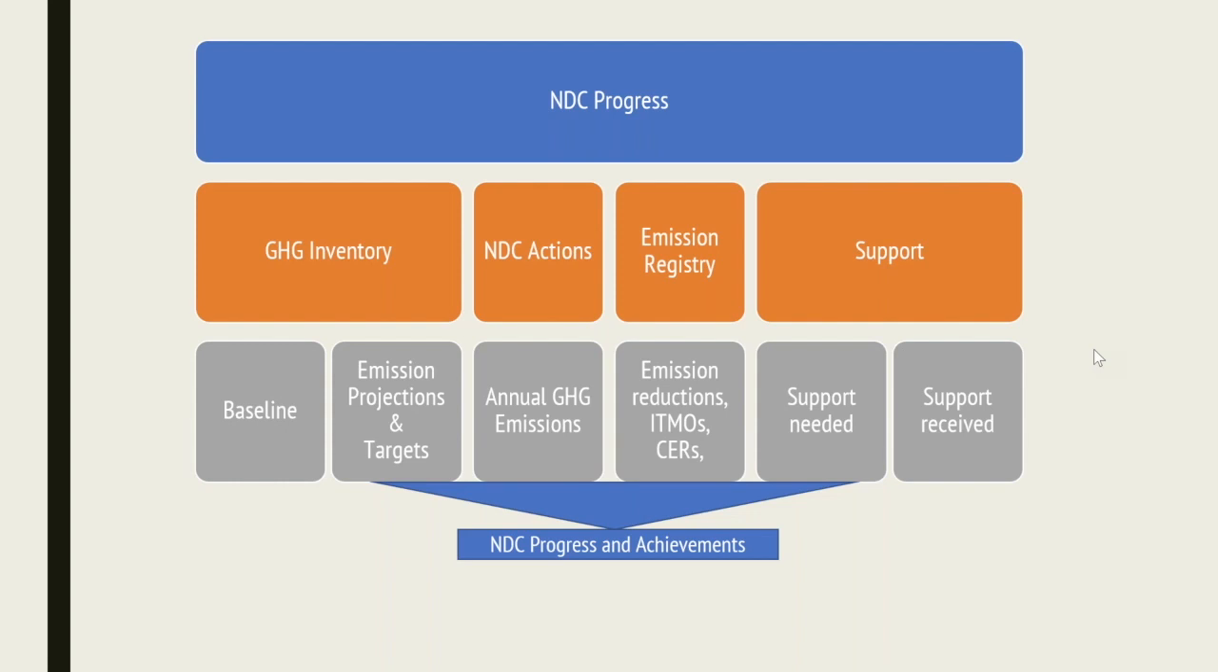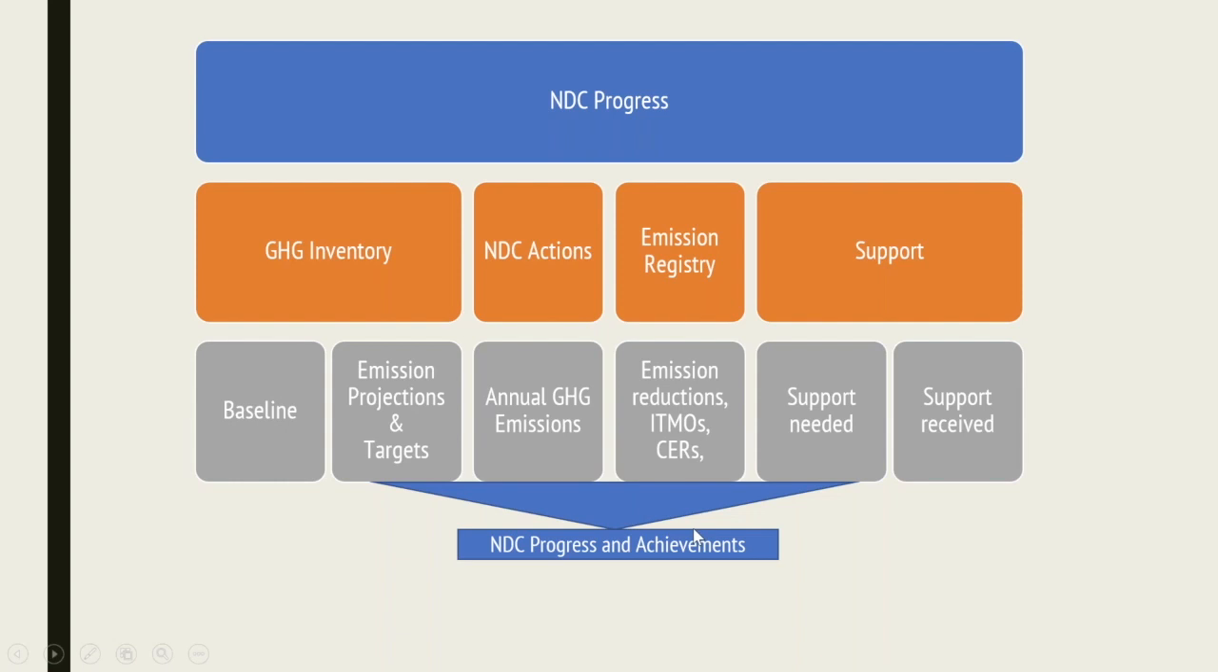Another option is to compute the individual mitigation actions and their effects and aggregate the effects. We are also, interestingly, generating emission reductions that are eligible for payment, and that information also comes from our emission registry. That is also very crucial for us. And also the other side is the support that we've received. So I'll focus on the emission baseline, the emission projections, the emission targets, the annual emissions, the emission reductions of each individual NDC or the aggregate effect. And that is what we used to compute or track the NDCs.